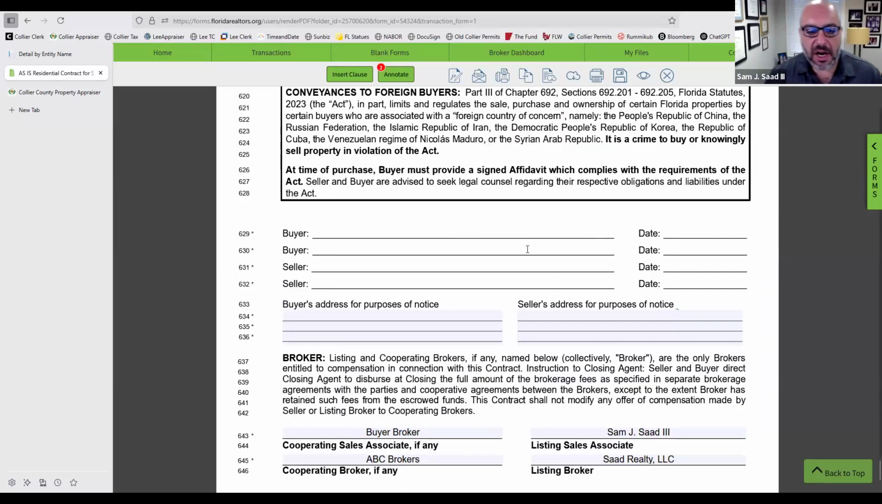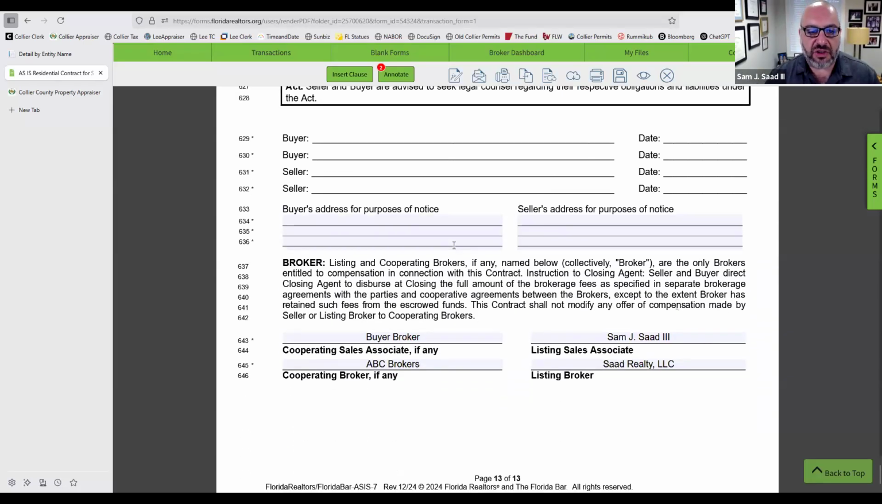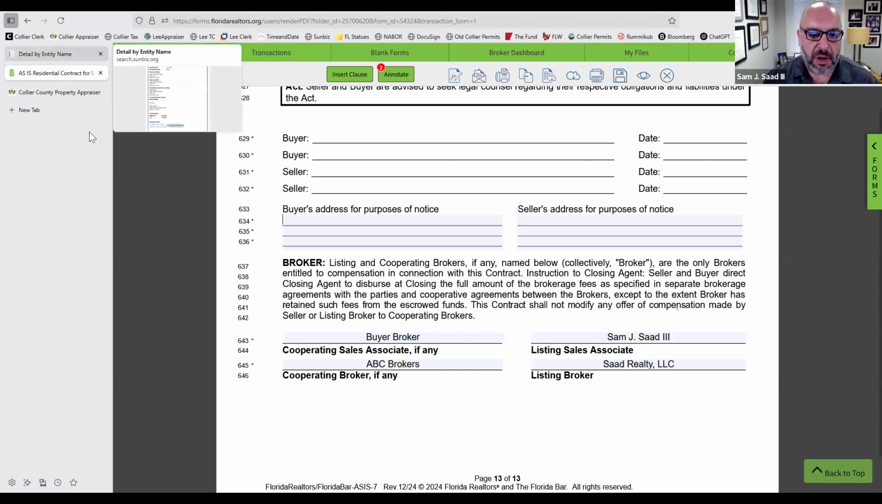Next up, your buyer and your seller sign the contract here. You need notice addresses for purposes of notice. Please do not skip. Please do not skip the notice section. So again, let's figure out our buyer and seller addresses. I want to make sure we get this right. So let's start with our buyer address for purposes of notice.